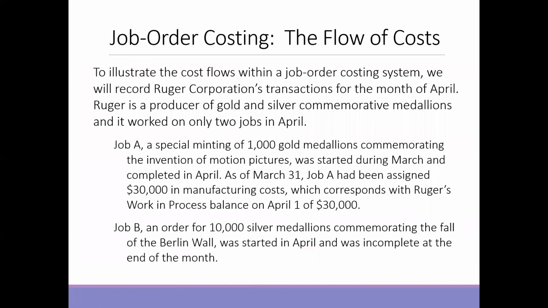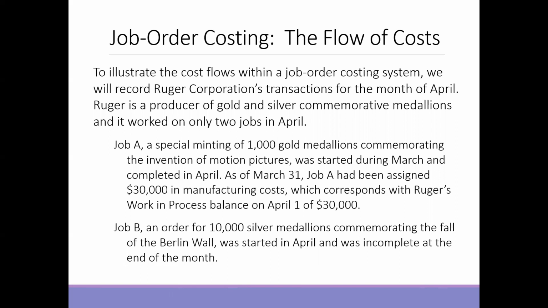To illustrate the cost flows within a job order costing system, we will record Ruger Corporation's transactions for the month of April. Ruger is a producer of gold and silver commemorative medallions, and it only worked 2 jobs in April. So job A is a special minting of 1,000 gold medallions commemorating the invention of motion pictures. Was started during March and got completed in April.